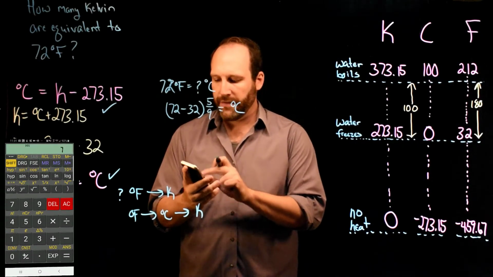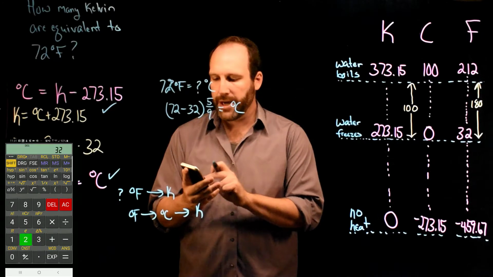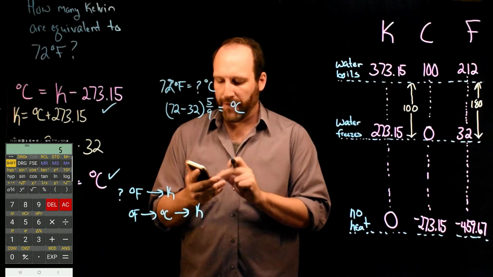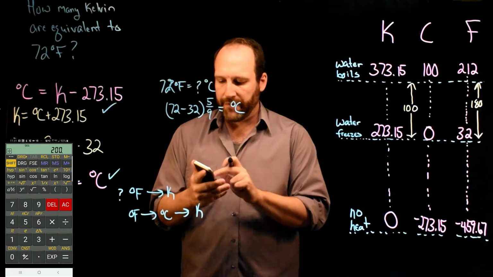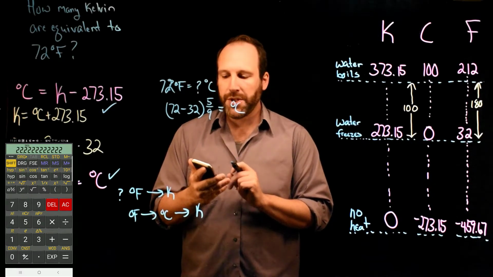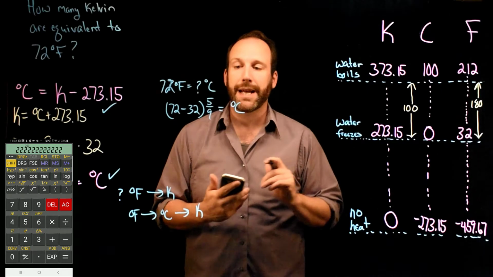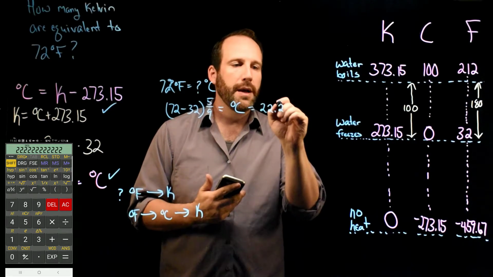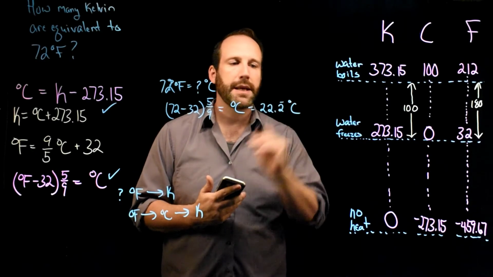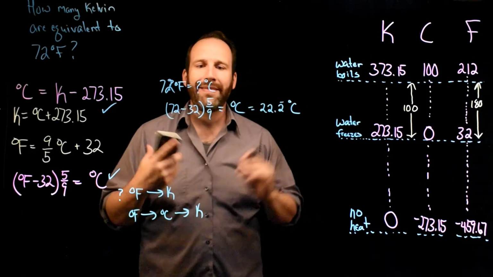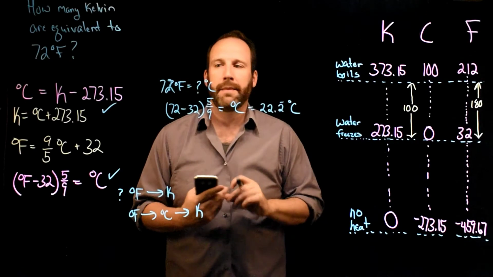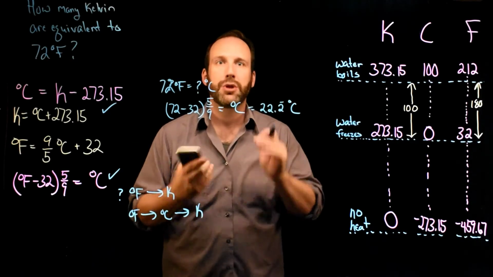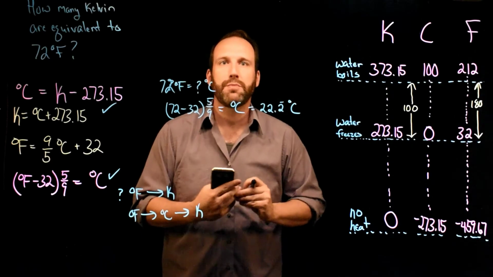So we've got 72 minus 32, that of course equals 40, times 5, it's 200, divided by 9, and that's 22.2 repeating, okay? So that's going to equal 22.2 repeating degrees Celsius, all right? And that sounds about right. Around 72, room temperature in Celsius is around 20 degrees Celsius, so 22.2.